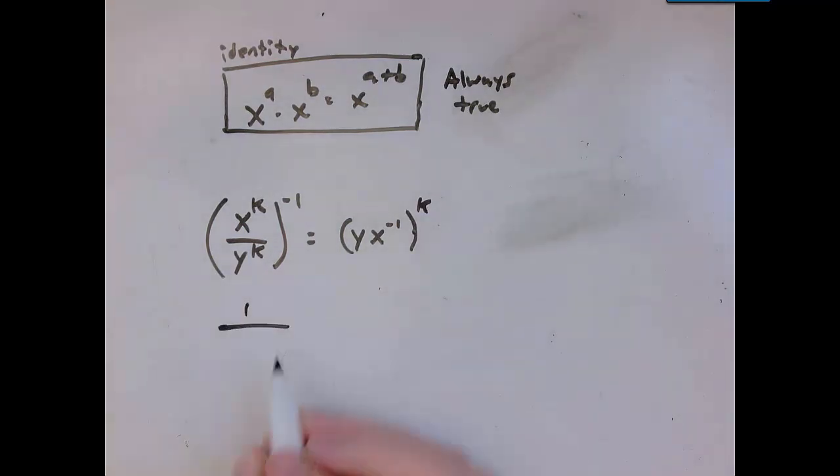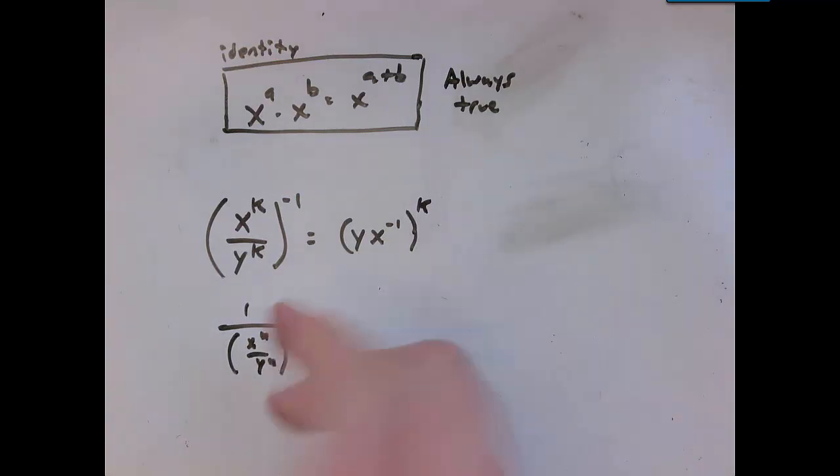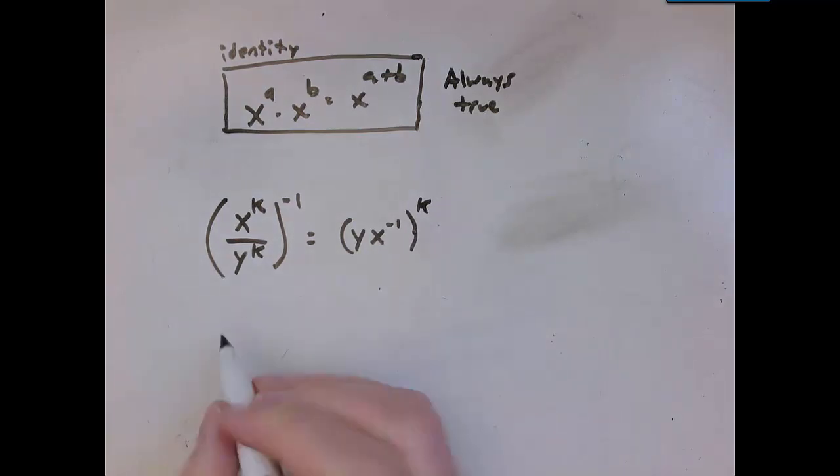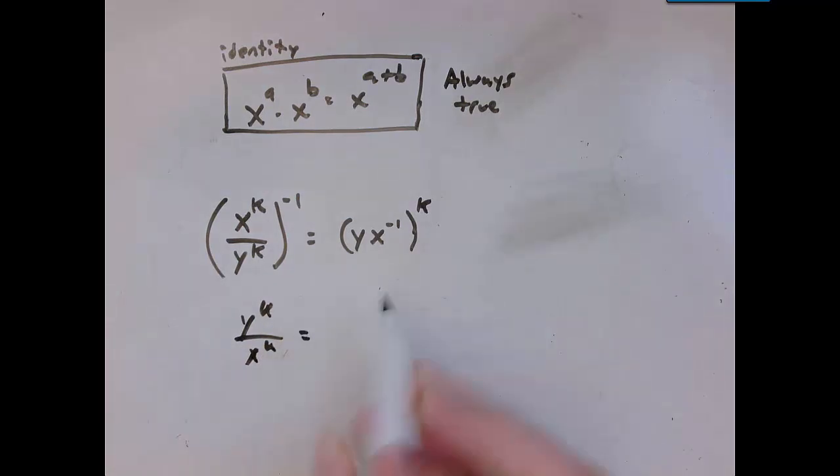So this is the same as 1 over x to the k over y to the k. And if I want to take the reciprocal and multiply, that's the same thing as y to the k over x to the k. All right, so far so good. Here we've got y times x to the negative 1 to the k power. All right, let's keep this left side where it is and start simplifying the right-hand side.